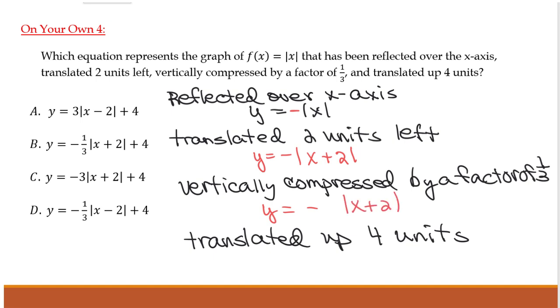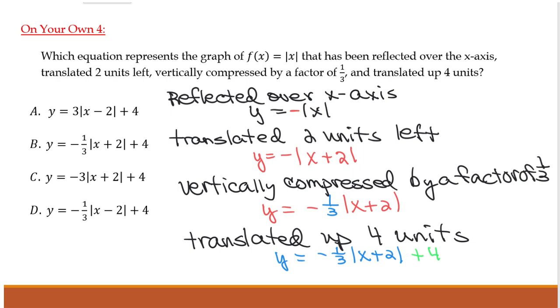And I am told that it is vertically compressed by a factor of 1/3. Vertically compressed means that the number is times that absolute value. So I'm going to add that number times. And now I have y equal negative 1/3 times the absolute value of x plus 2. So that's going to be my equation that I start with. And translated up 4 units means that I am adding 4 at the end.